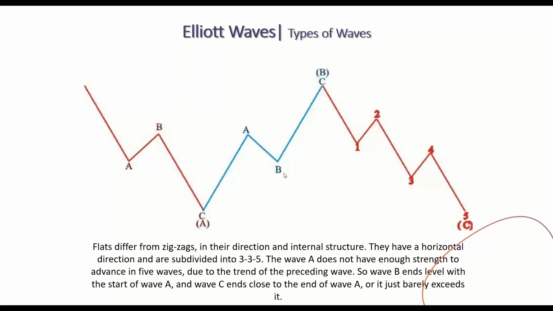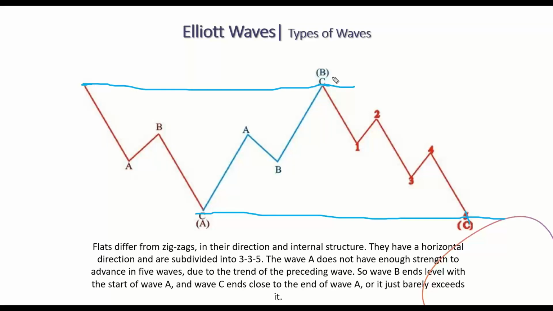The flat we will use is only one, and the flat will be 3 waves, A, B, C, where they practically end at the same level. Very important, in a flat, wave B never exceeds the start of wave A, and wave C needs to exceed the end of wave A. Just a little, not much, but create a new low. And wave B is very close to the start of wave A, but doesn't create a new high.